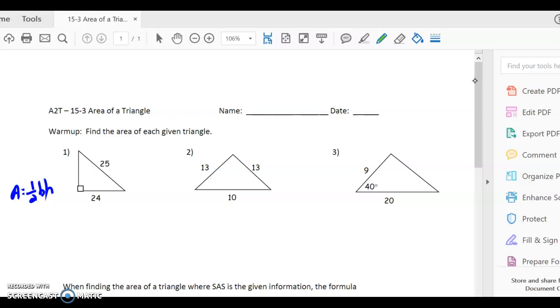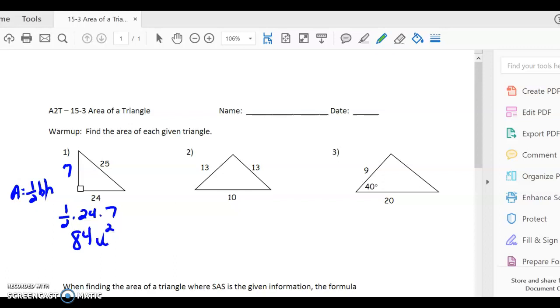So if we look at number 1, we see that it's 24 for the leg, 25 for the hypotenuse. So hopefully you remember your triples. It's 7. If you don't remember your triples, you'd have to use the Pythagorean theorem. But then we know that the area of this triangle is going to be 1/2 times the base, which is 24. And remember, the height also forms a right angle. So 7 would be your height. So multiplying those together gives you an answer of 84 square units.